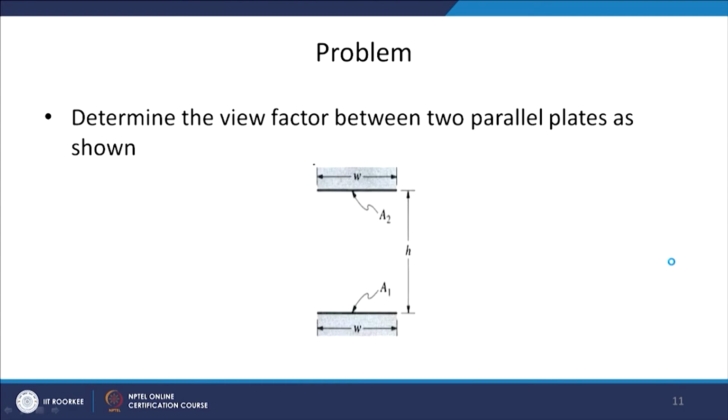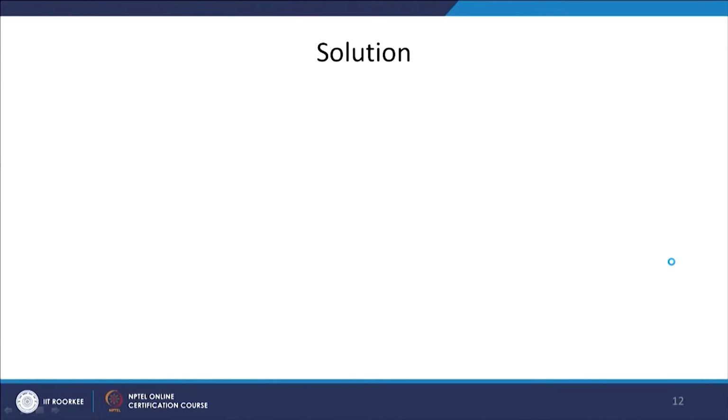So, let us conclude this chapter with one example. We have two parallel plates. The width of each plate is W, and the vertical distance, or the separation, between the two plates is H, and the plates extend to infinity. That means the thickness of these plates in the plane of the board or paper is infinity. So, we have to evaluate the view factor for this configuration. Let us apply the area integration method for this.